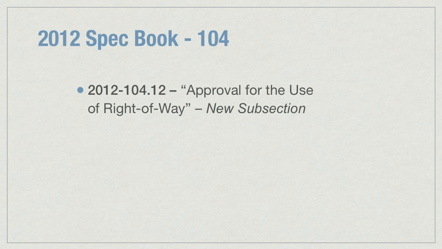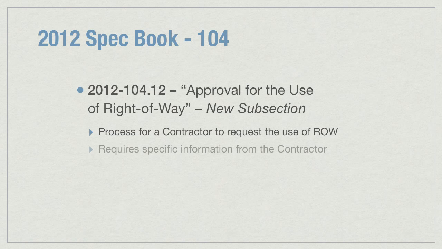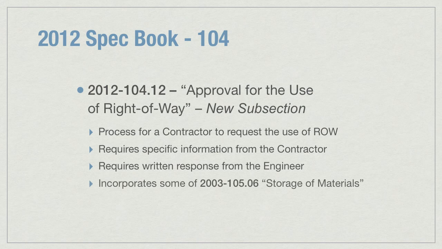Subsection 104.12, Approval for the Use of Right-of-Way, is a new subsection in the 2012 book. It provides a process for the contractor to request approval for the use of right-of-way for construction of the project, requires a written request by the contractor and a written response from the engineer, and it requires specific information from the contractor that is spelled out in the specification. It incorporates some of the old specification 105.06, storage of materials.